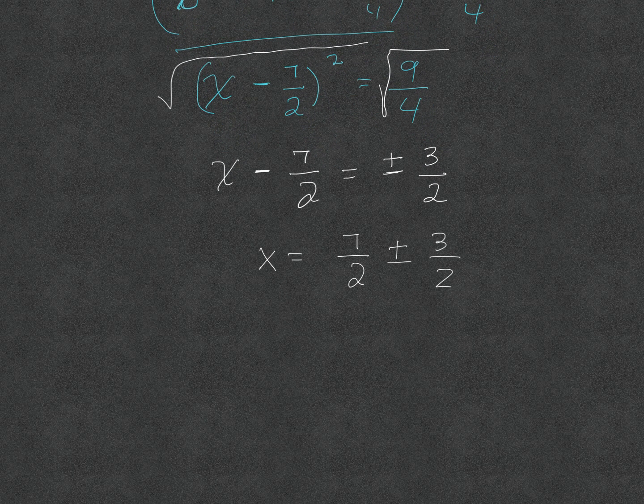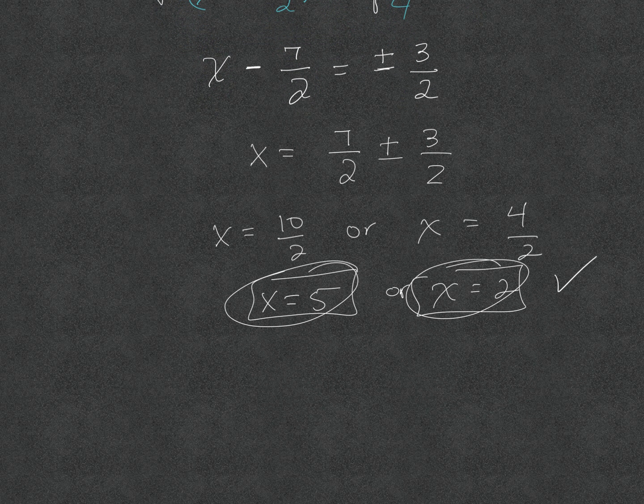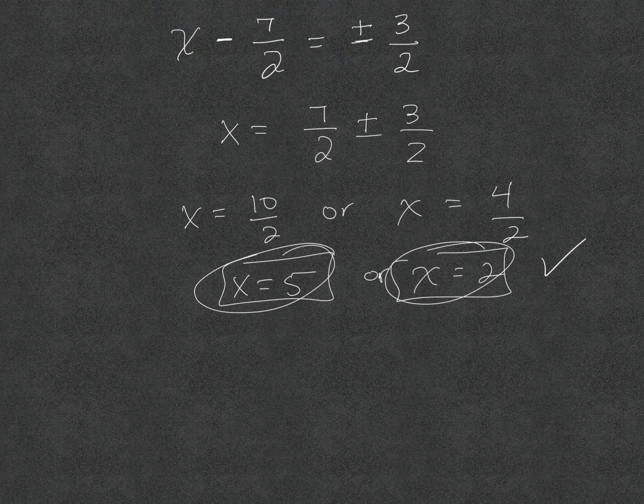So when we have plus, we're going to get x is equal to 10 divided by 2, x is equal to 5. Or when we have minus, we're going to get x is equal to 4 divided by 2, x is equal to 2. Our two solutions. Now, this is how you complete the square to solve a quadratic. Completing the square might seem a little bit of a long way to do this, but it's important to know this skill because it's really important when you're graphing, when you're doing other things in algebra.